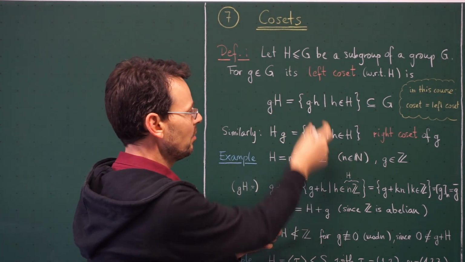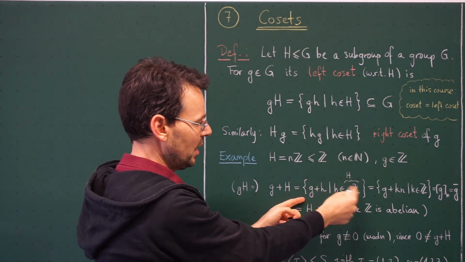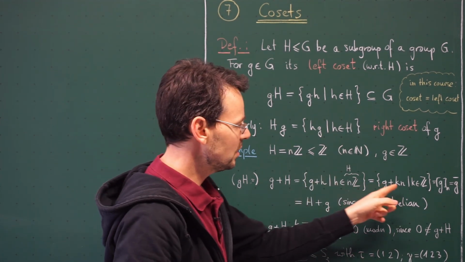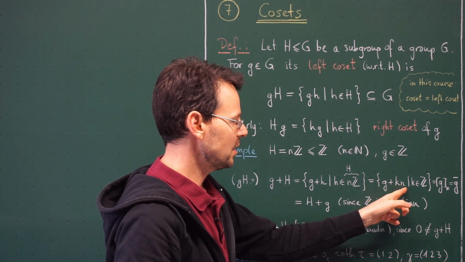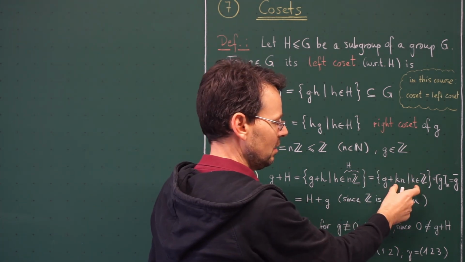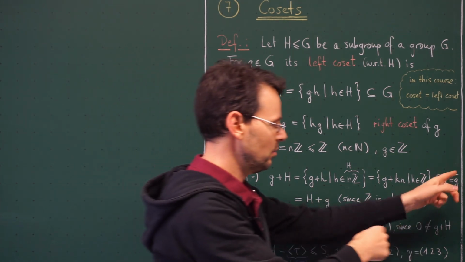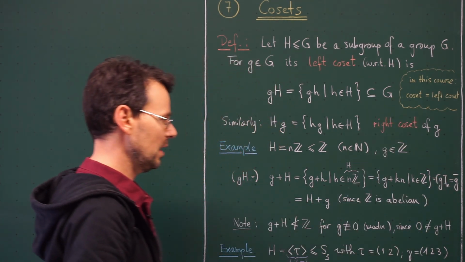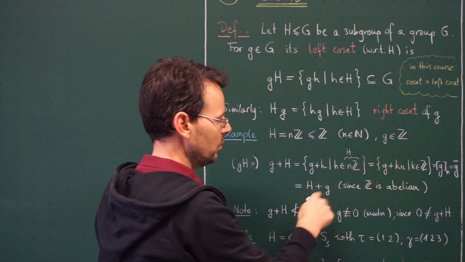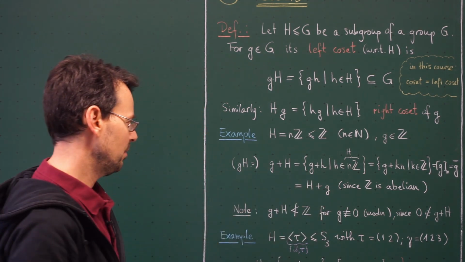What is this? By definition, this consists of all these elements, g plus h, h running through the whole subset nℤ. So h is of this form here, k times n, an integer multiple of n. But we already know this set. This is nothing but the residue class of g mod n, which we abbreviate by g bar, or g overline. And since ℤ is an abelian group, I could switch the order here and would end up with the right coset. So in abelian groups, those are the same.